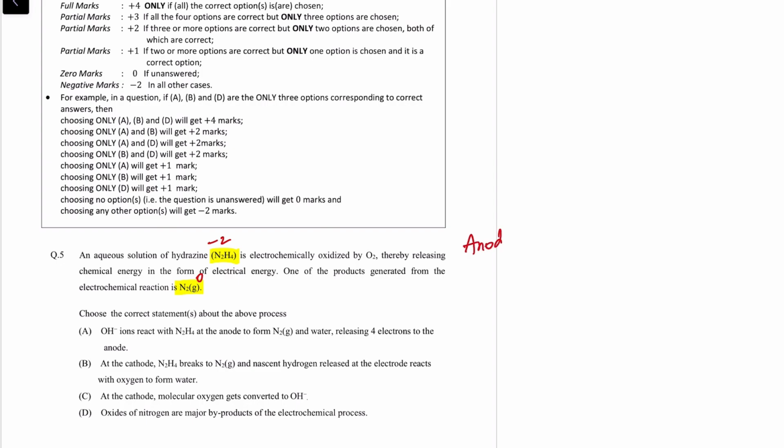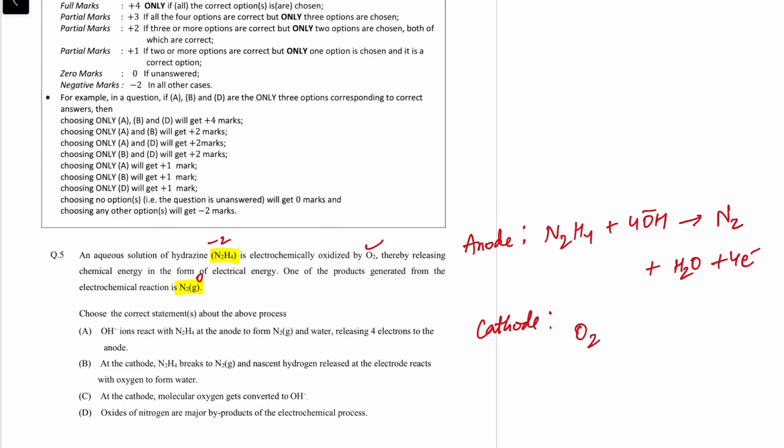So we can write the half reaction at the anode as this. 1 molecule of hydrazine reacts with 4 molecules of hydroxide. It produces 1 molecule of nitrogen, water, and 4 electrons are released. At the cathode, oxygen gas is reduced. So oxygen reacts with these 4 electrons in the presence of 2H2O and it provides 4 OH minus. So yes, the first statement is correct.